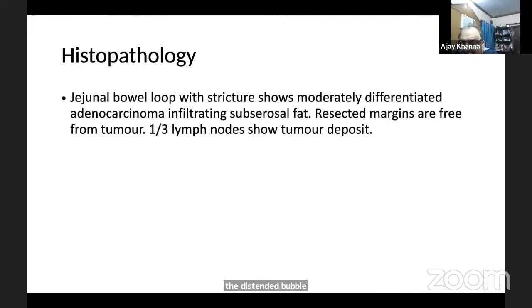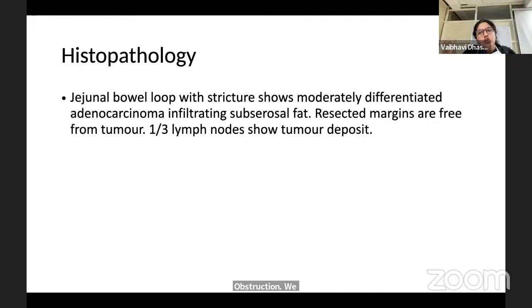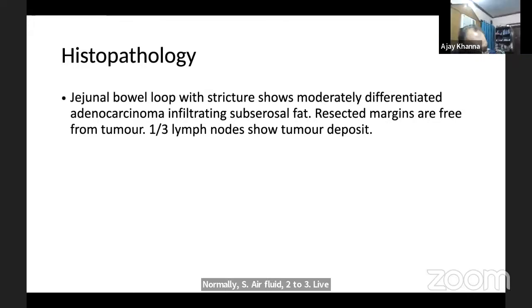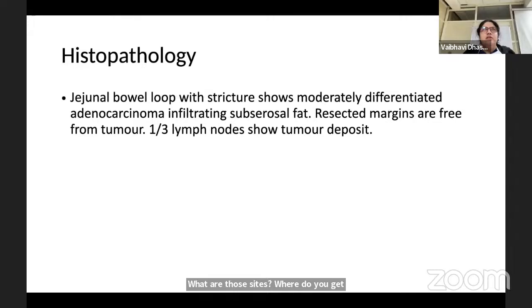Normally on the plain X-ray abdomen, how many fluid levels do you see? Normally, 2 to 3 air fluid levels can be seen. What are those sites? Where do you get that? The first is at the fundus of the stomach, where we will see an air fluid level. The second is at the stomach. Let me check it.